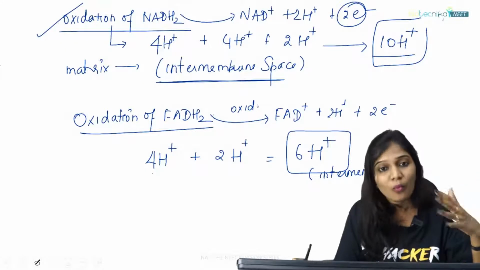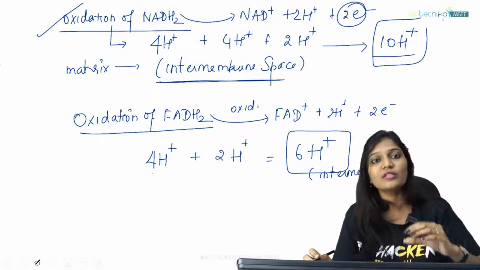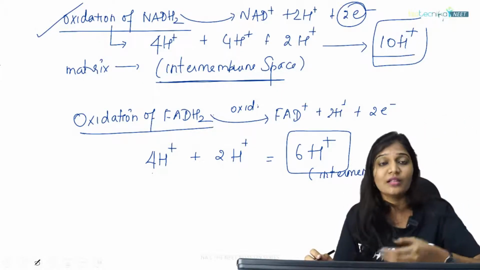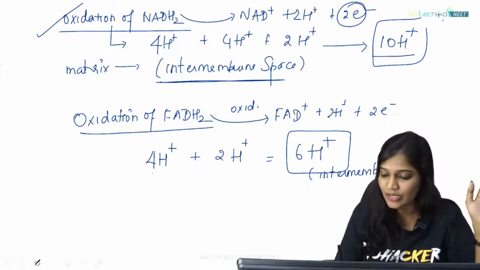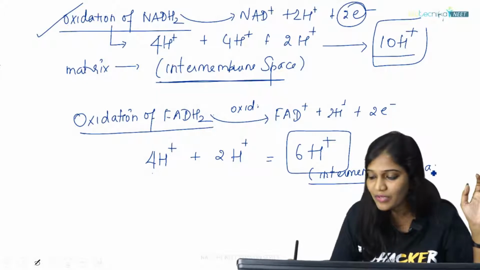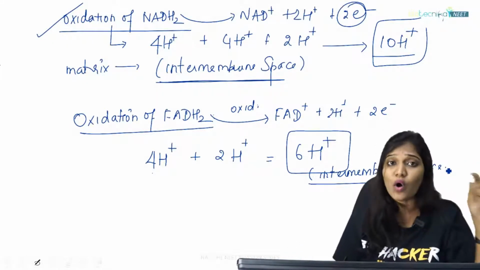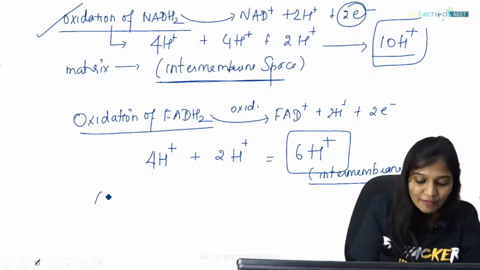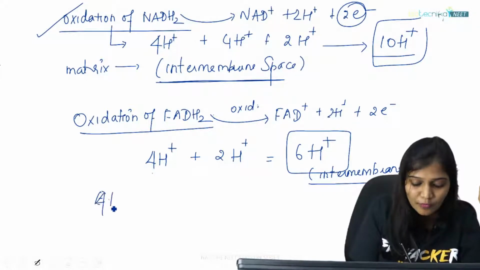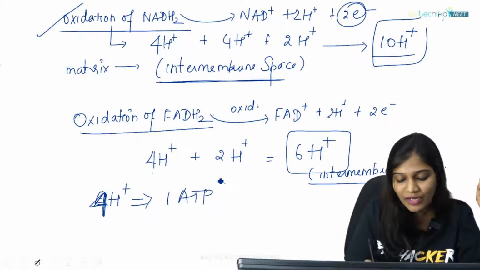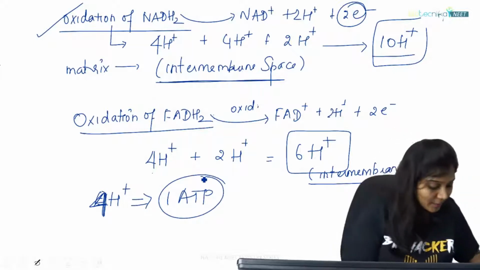I'll tell you why there is a need to go from the matrix to the intermembrane space. Again, when they come from the intermembrane space back to the matrix, that time they will produce energy. That's the actual purpose. Now they are in the intermembrane space. Please understand, there is a very important line on the last page of this Oxford's, the last 2 lines. For every 4 protons, very important, 1 ATP will be generated. So let's calculate.